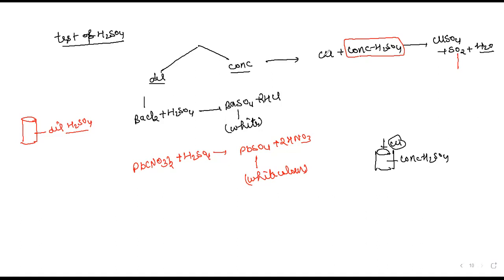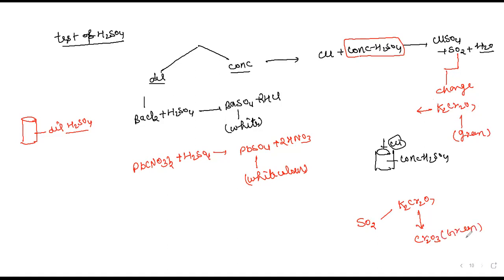The next thing is, beta, how can we test SO2 actually? SO2 generally changes potassium dichromate paper to green color. Actually, if you talk about SO2 in a separate way, this is a gas which is reducing by nature. So whenever it reacts with K2Cr2O7, it turns into Cr2O3, which is green by nature. Potassium dichromate is orange by nature.